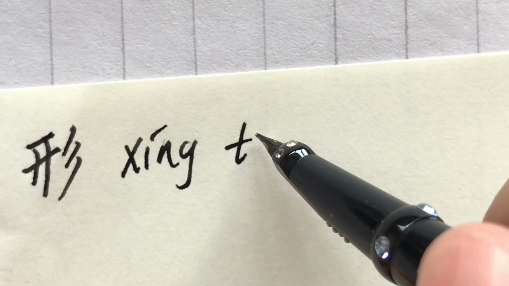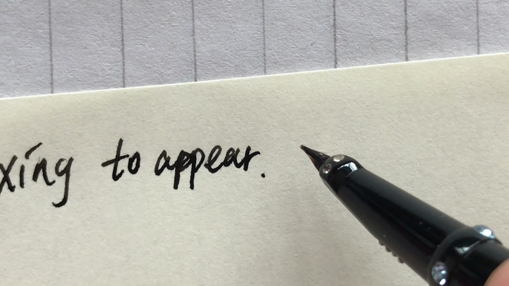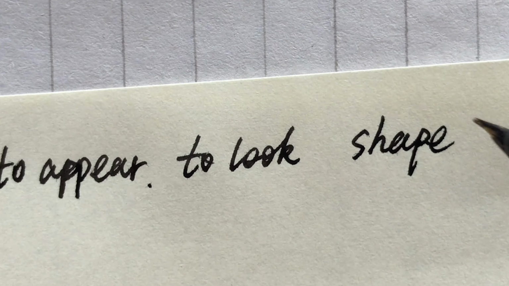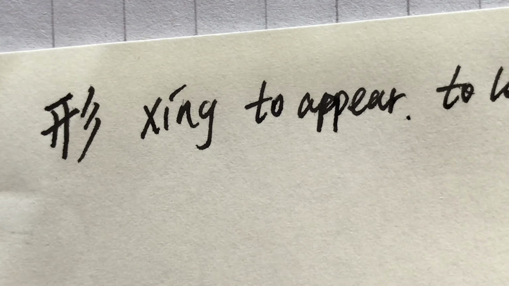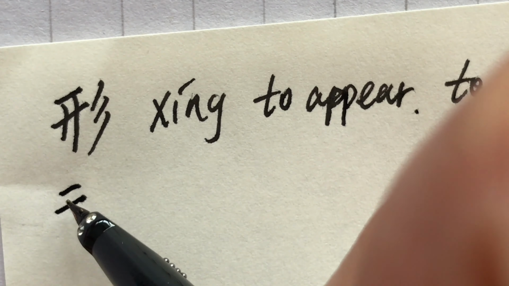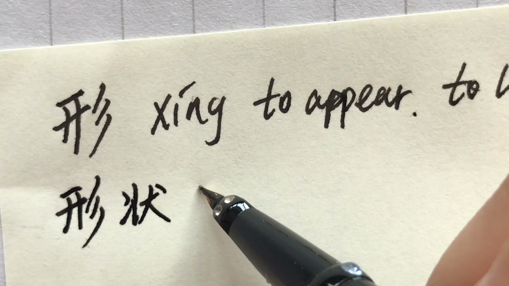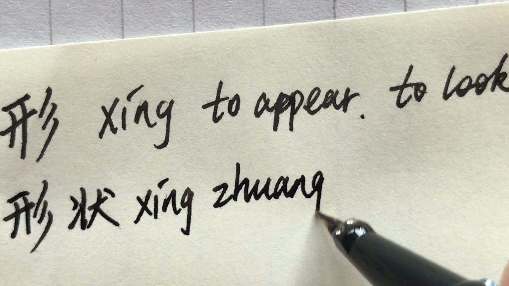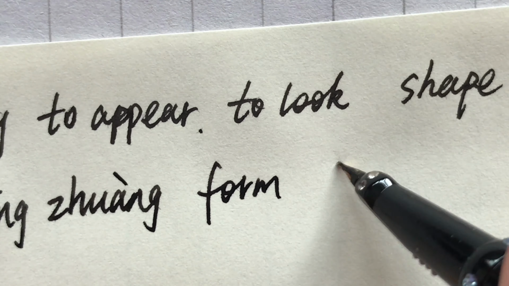To appear. To look. Shape. For example, 形状 shape. Form, shape.